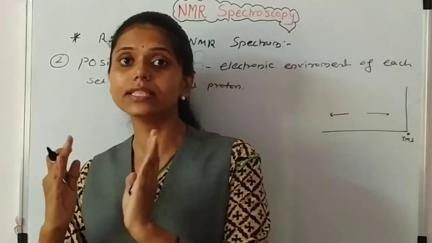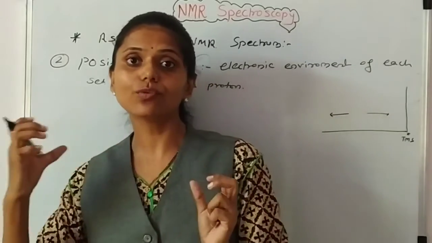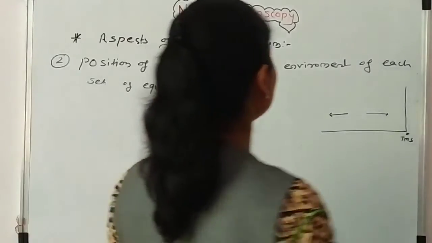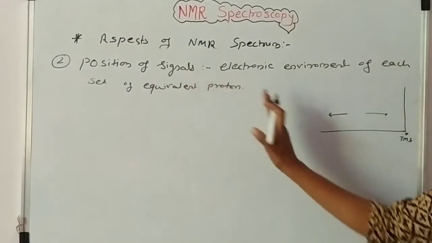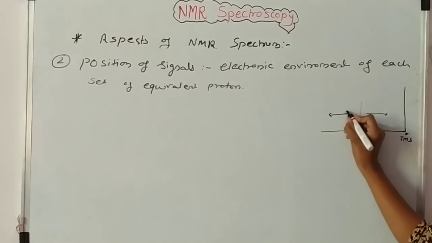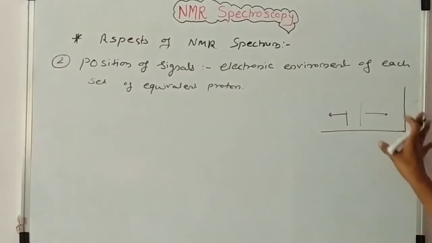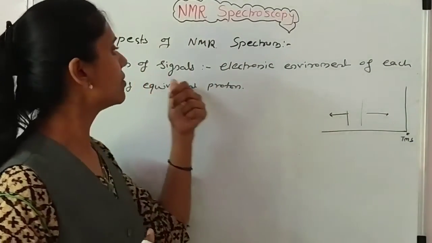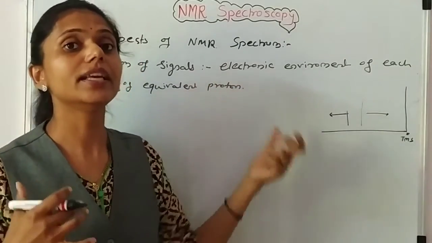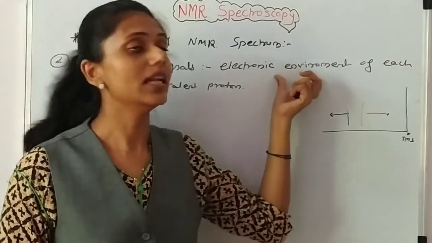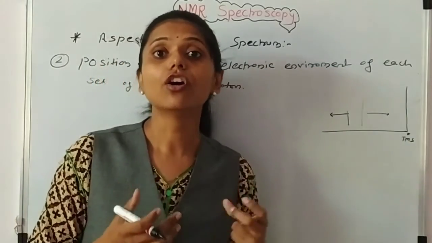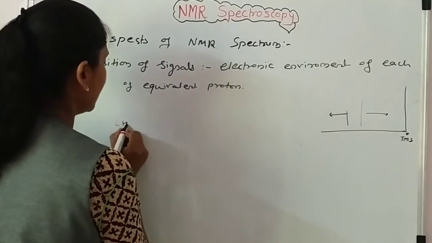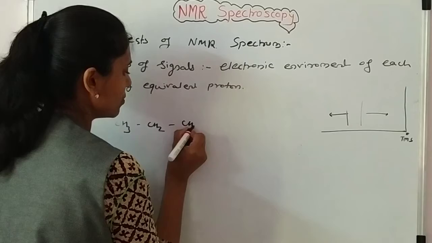That means it goes in which direction? Toward the electron-withdrawing group. Okay, and due to this, the position of the signal will change from this CH2 to this CH2. We will study the spectrum afterwards, but for now just understand what the position of signals is. It gives the idea or information about the electronic environment of the sets of equivalent protons. For example, we take here two examples, CH3, CH2, CH3.